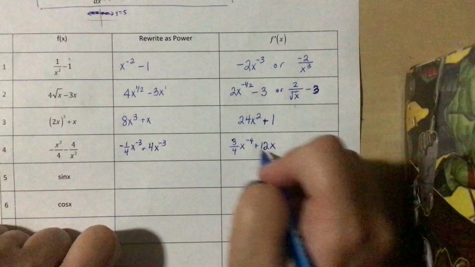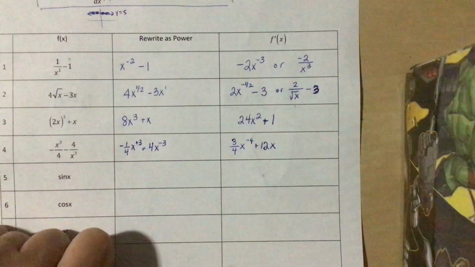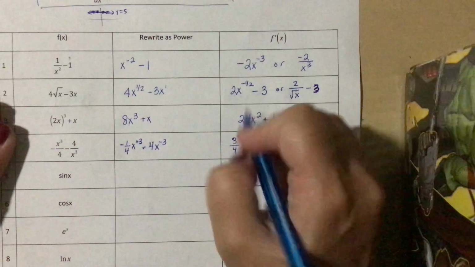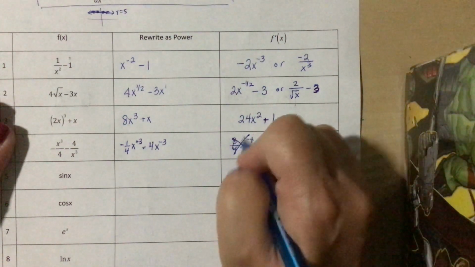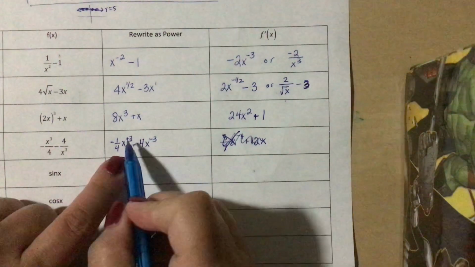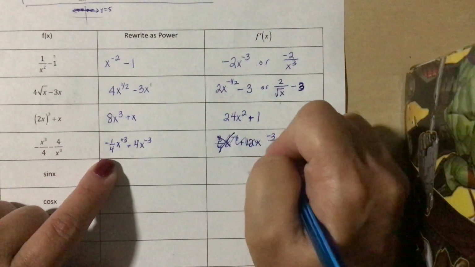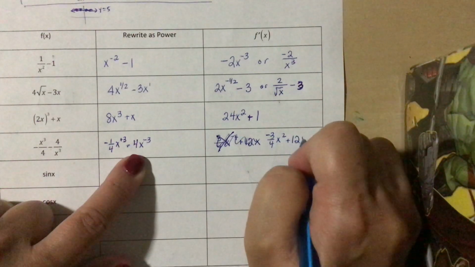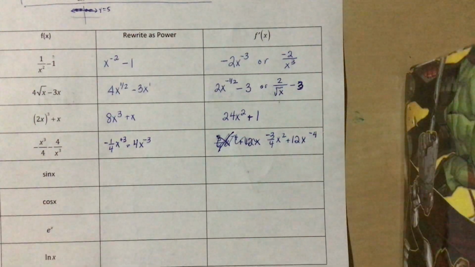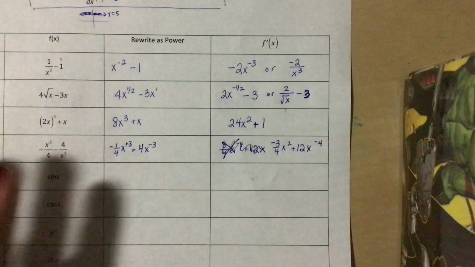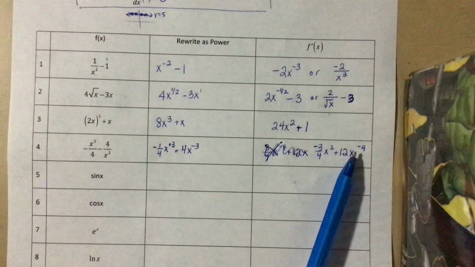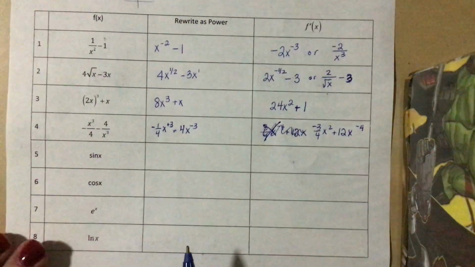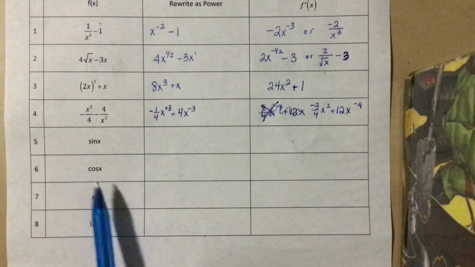Oh, wait a second. This is positive. Sorry. This is negative 1/4 x to the 3rd. So let's remix this here. So that should be negative 3/4 x squared, and then plus, like I was saying, 12x to the negative 4. And again, you can rewrite that x to the negative 4 as a positive power in this version if you need to.